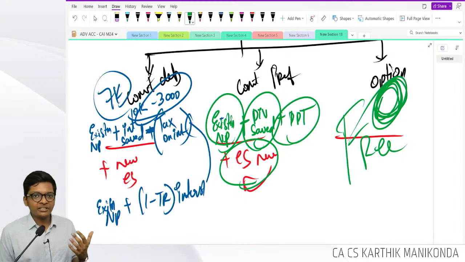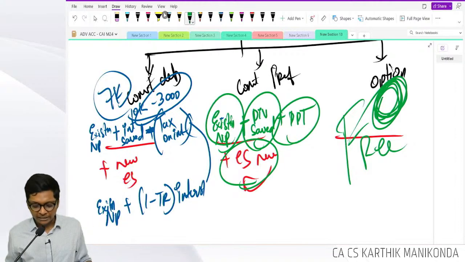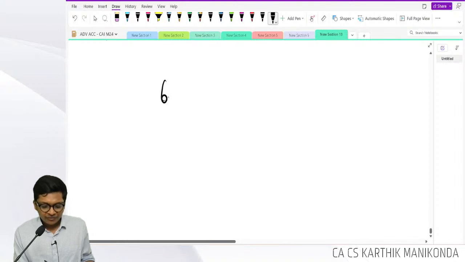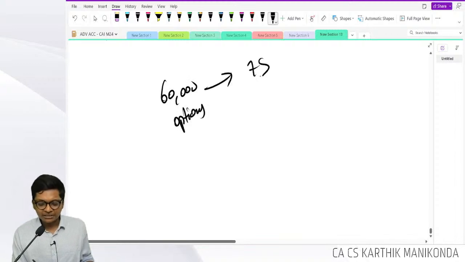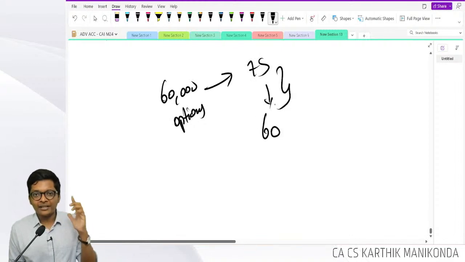Because of options, there is no increase in net profit. Only cash flow can come. Then how to compute options? They might tell you the company is giving 60,000 options to employees. A share which is worth 75, I am giving at 60 rupees. What is the discount alone I will add?